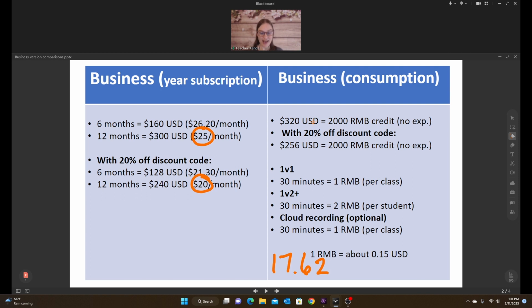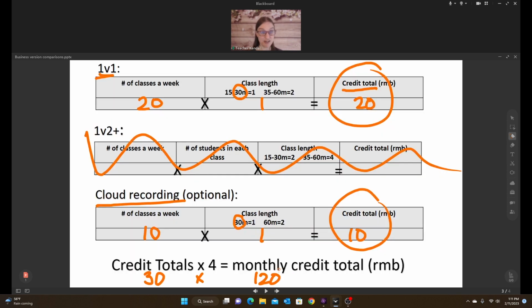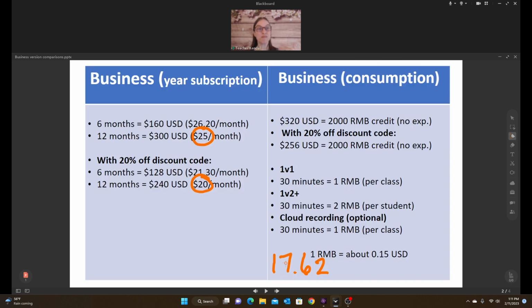So for me, I am at my max. I am not going to be adding any more students. So I'm never going to be spending more than 120 RMB credits a month. I might get less because of cancellations or being sick. So I might save money every month, more money, but I'm never going to be spending more with my consumption.